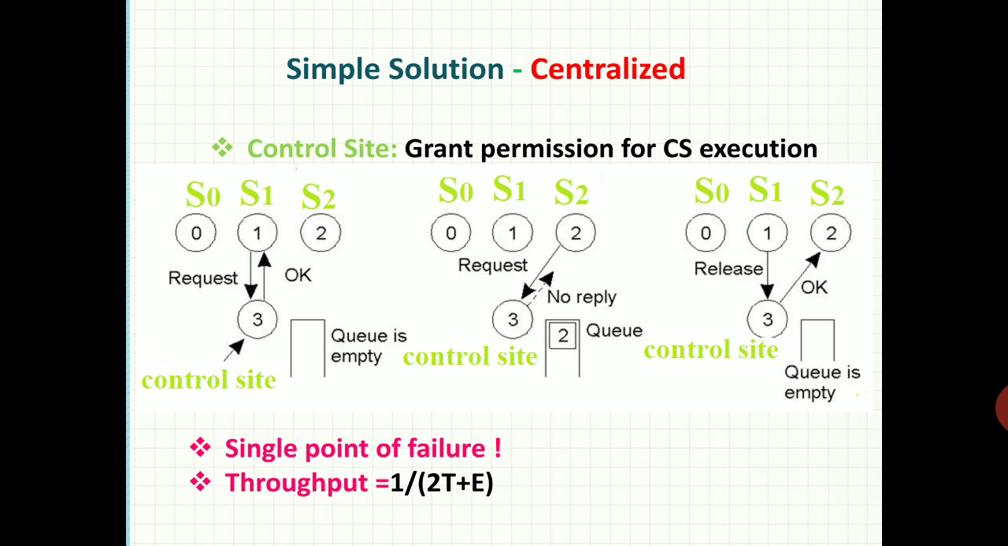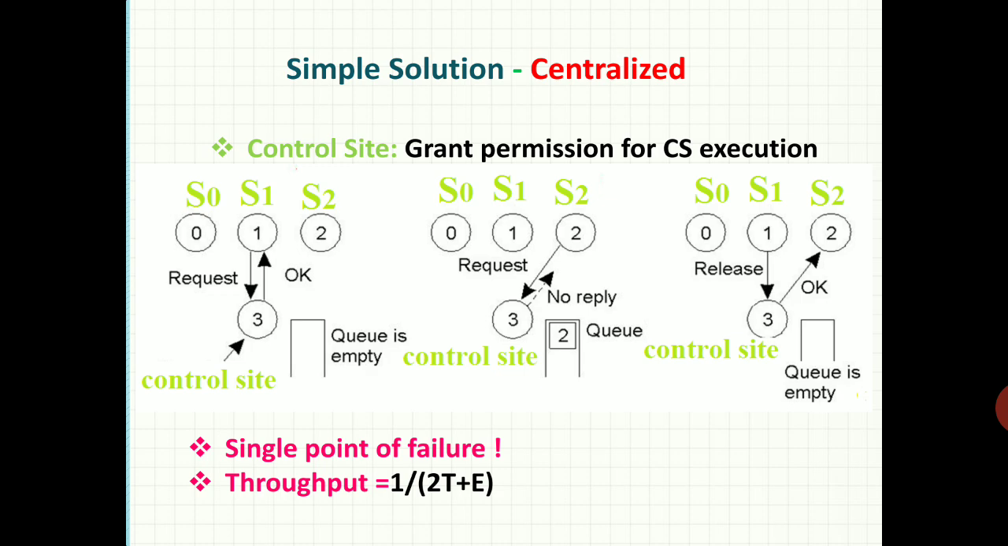To request the critical section, the site sends a request message to the control site. Whenever a particular site wants to enter the critical section, it sends a request message to the control site. In the figure you can see that site S1 wants to enter the critical section, so it sends a request message to the control site. If the critical section is free, then the control site grants permission to enter the critical section to the requesting process.